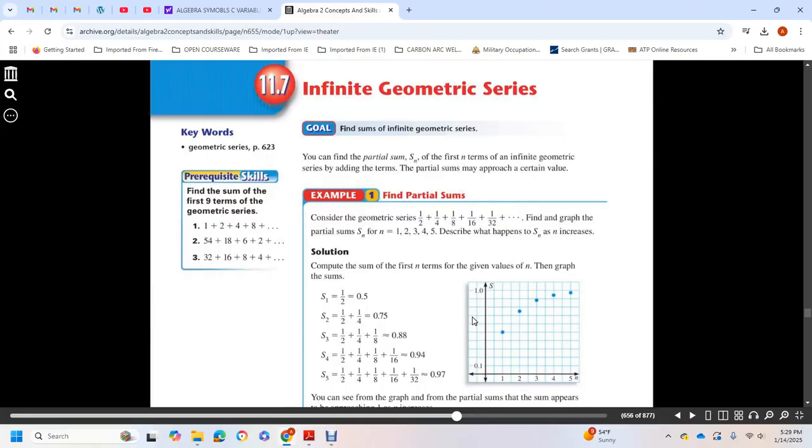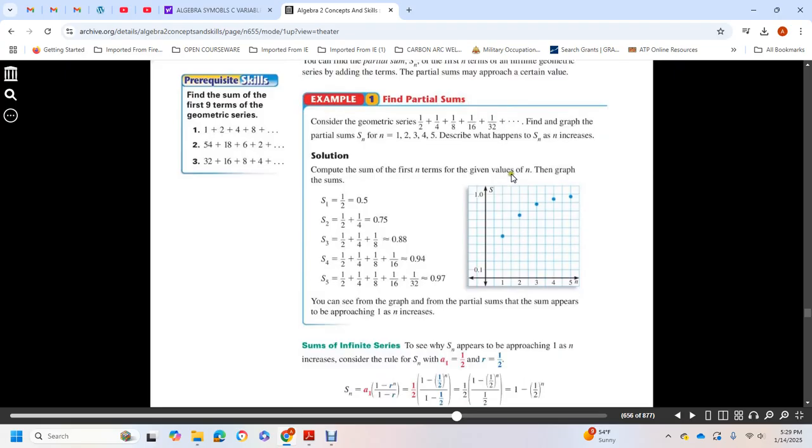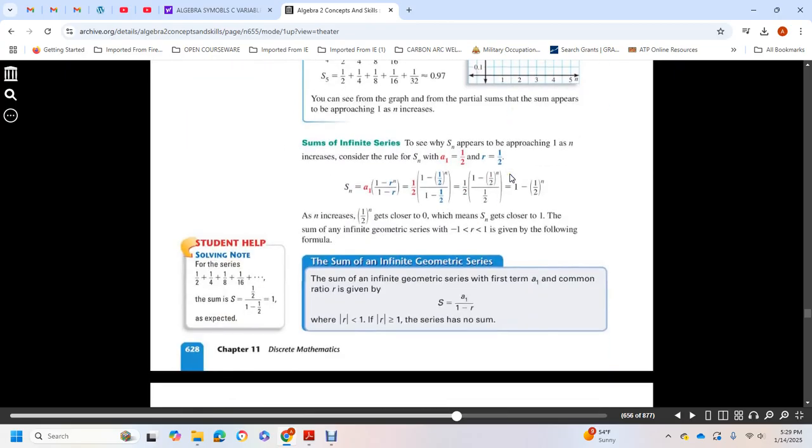11.7, infinite geometric series. To find the sum of an infinite geometric series, you can find the partial sums S sub n of the first n terms by adding terms, and see that the partial sums approach a certain value. For example, with first term 0.5 and ratio one half, as n increases, one half to the n gets closer to 0, and the sum of the first n terms gets closer to 1. The sum of the infinite geometric series is 1.